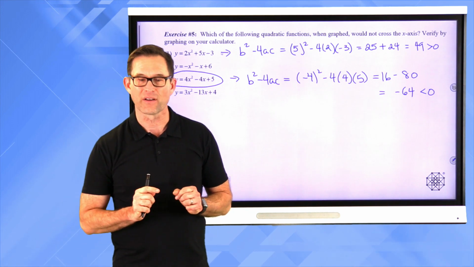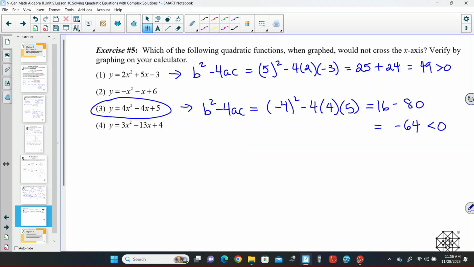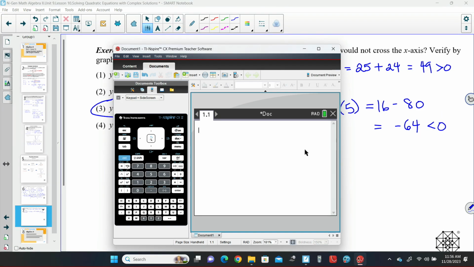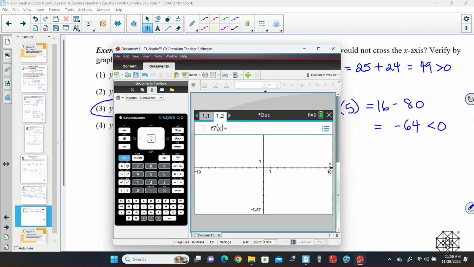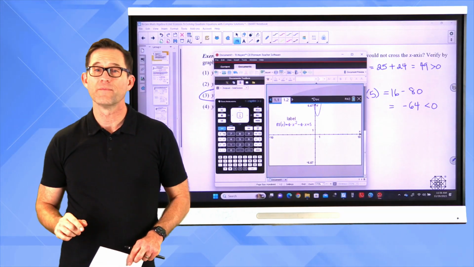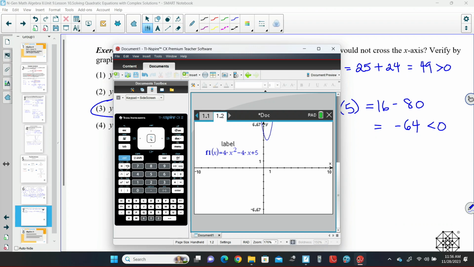And let's take a look. Let's verify that on our calculator. So let me just exit this real quick. Let me bring up my calculator. I'm going to add a page and a graph. Let's take a look. In theory, if I'm right, 4x squared minus 4x plus 5 should not hit the x-axis. Now that may not be the greatest window for it, but you can kind of see that it's not going to happen.